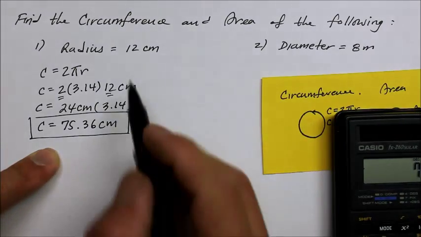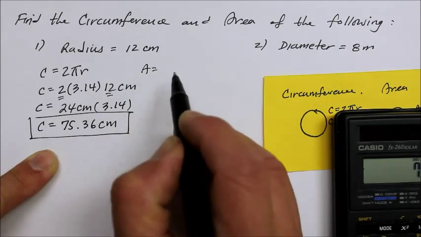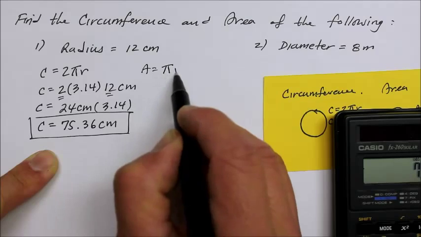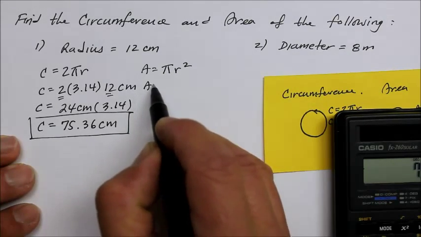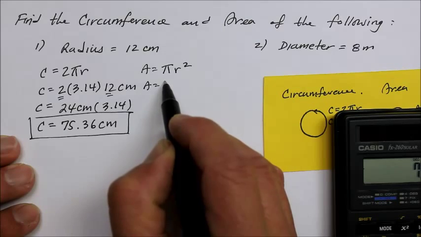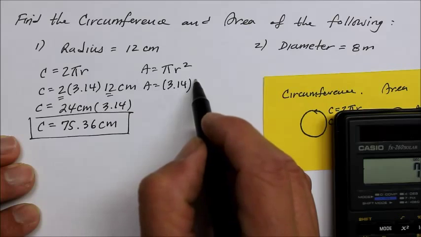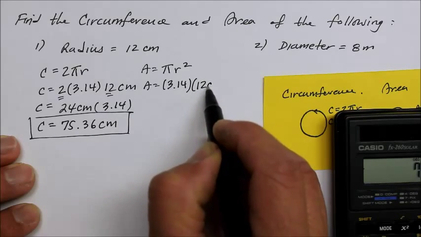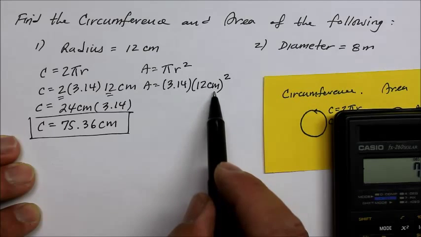Now, given the same radius, we have to find the area as well. So area equals pi r squared. Pi r squared in this class. So area equals, generally pi is 3.14, so there it is. The radius is 12 centimeters. Be careful now. It's 12 centimeters, and you're going to square it, including the unit measurement.